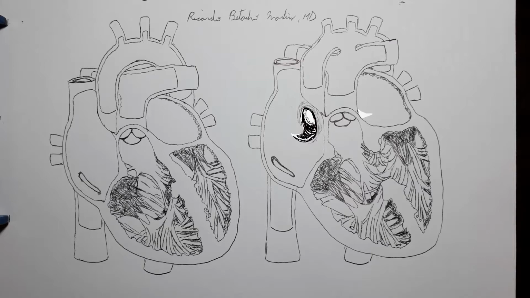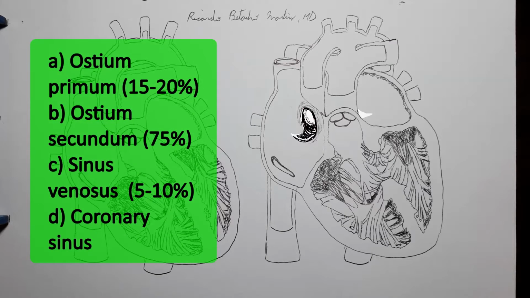ASDs, for example, may be ostium primum ASDs caused by incomplete fusion of the septum primum with the endocardial cushion, ostium secundum ASDs caused by excessive resorption of the septum primum, sinus venosus ASDs caused by abnormal fusion of the embryologic sinus venosus, and coronary sinus ASDs caused by the absence of a roof in the coronary sinus. This classification deserves a video of its own, and we won't delve into deeper details here.